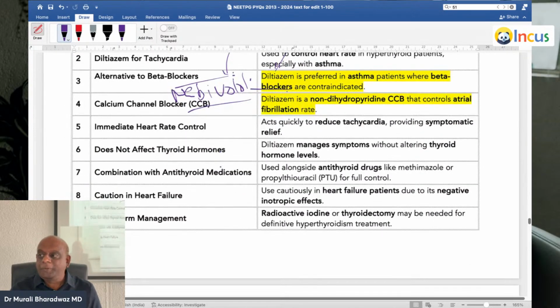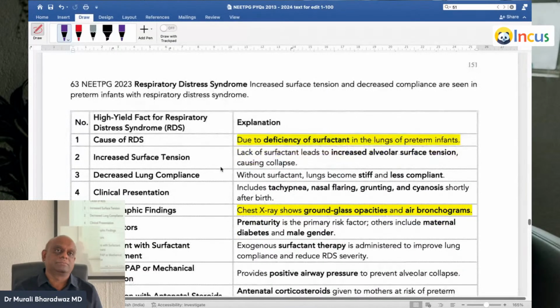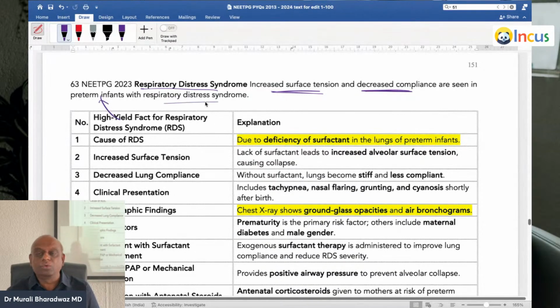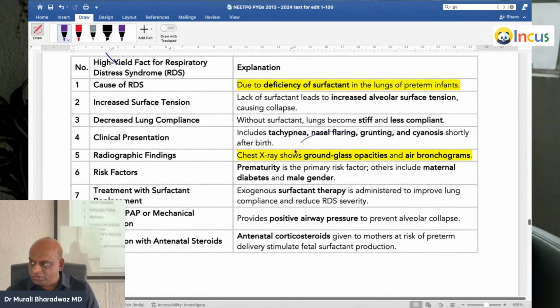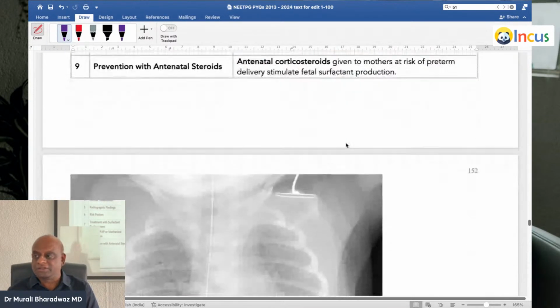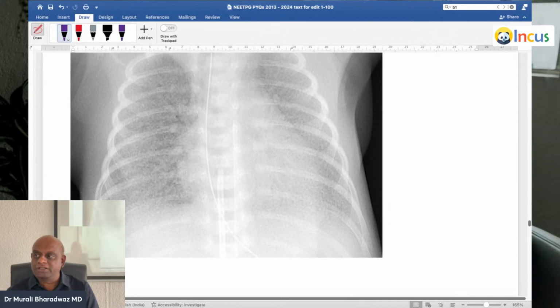Then respiratory distress syndrome. Typically, increased surface tension and decreased compliance are seen in preterm infants who don't have enough surfactant, and chest X-ray shows ground glass opacities. So what is this, doctor? This is the air bronchogram. You can see the air shadow.